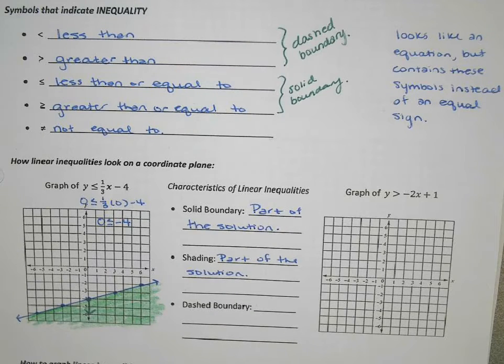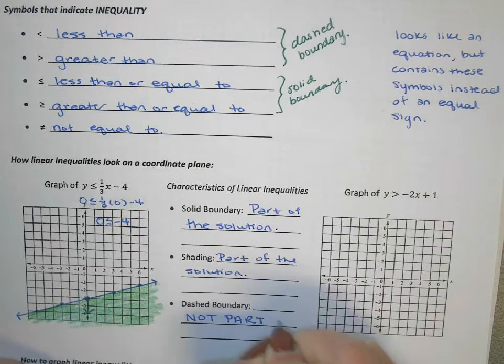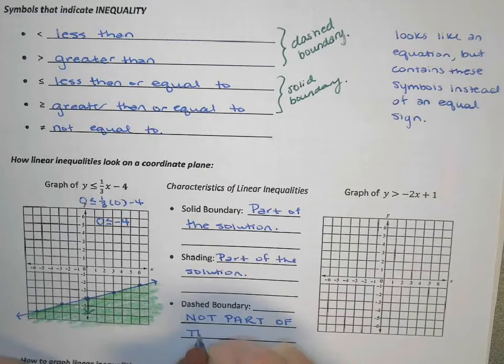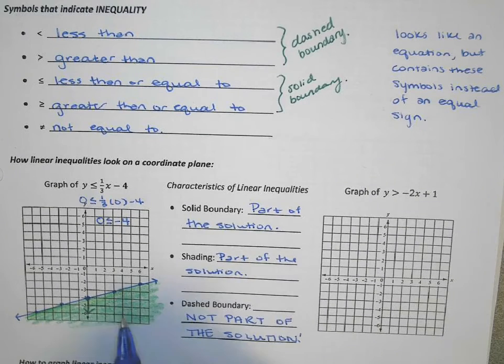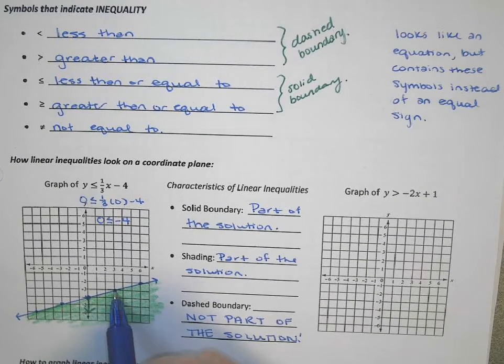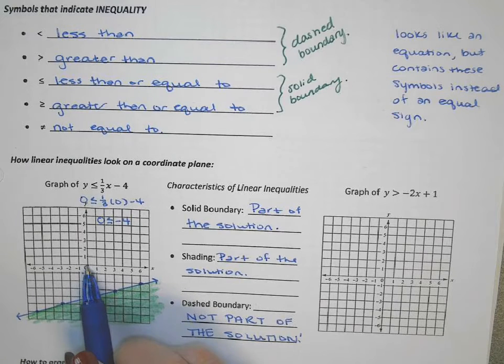If it was a dashed boundary line, it's not part of the solution. So is 3, -3 part of the solution? Yes, because it is on a solid line. Is 5, -5 part of the solution? Yes, because it's part of the shaded region. 0, 0 is not part of the solution because it's not shaded and it's not on a solid line.